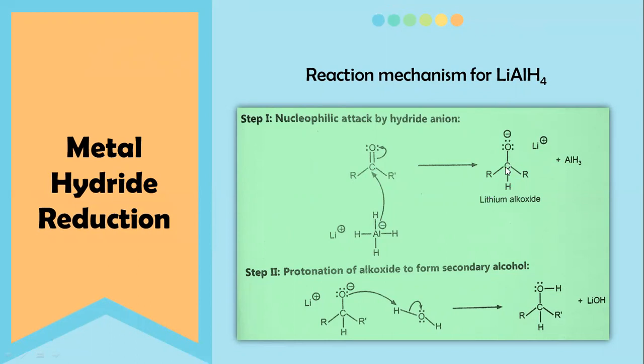And due to this attachment, the pi electrons between carbon and oxygen go toward the oxygen atom. It carries a negative charge. And hence, the lithium metal from the reducing agent attaches to the negatively charged oxygen atom and converts the carbonyl compound into lithium alkoxide.